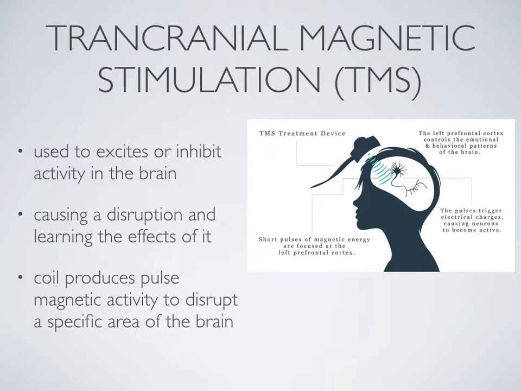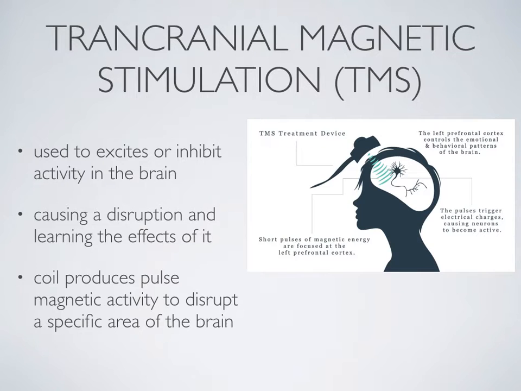This next one is called the TMS, and it is used to excite or inhibit activity in the brain's cortex. So it causes a disruption to normal brain activity, which results in learning how a person behaves when a part of their brain doesn't function normally. This is used to understand the function of brain regions, and this coil produces the pulse magnetic activity to disrupt it in that certain area, and that's how they figure it out.